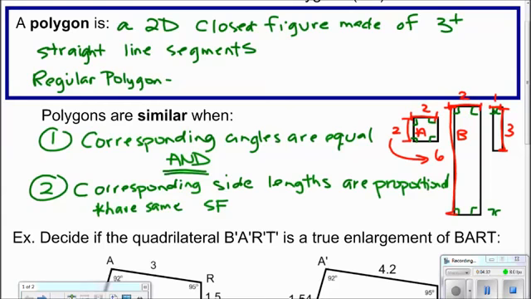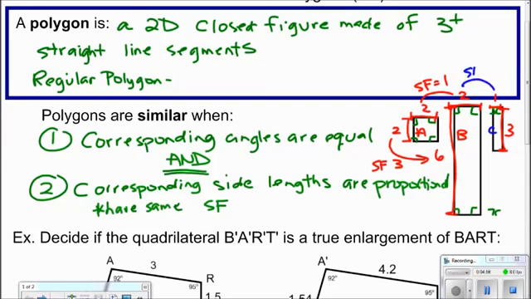So when we looked from A to B, we have a scale factor of the height of 3. However, when we look on the width, there's only a scale factor of 1. So A and B do not have corresponding side lengths that are proportional, so they are not similar polygons.